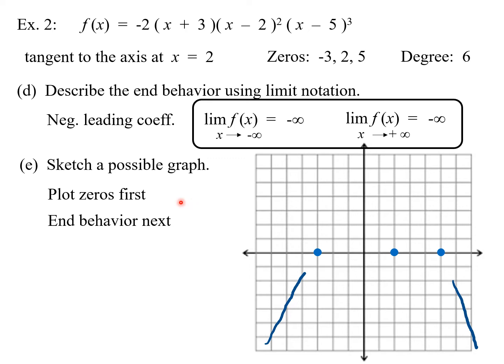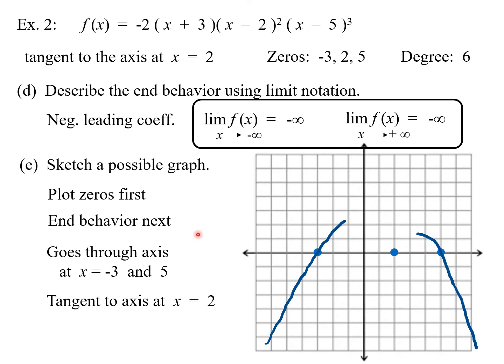Now let's look at the multiplicity and what the function does at the zeros. Since -3 is of odd multiplicity and 5 is of odd multiplicity also, we know it goes through the axis at those zeros. So it does something like that. And then at x equals 2, it has even multiplicity, so therefore it's going to be tangent to the axis. So it's going to look something like that. So from these characteristics, we can sketch a possible graph.